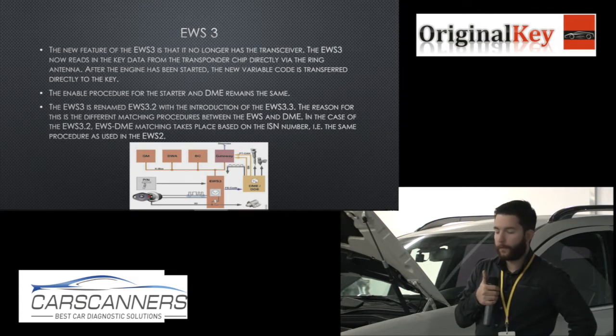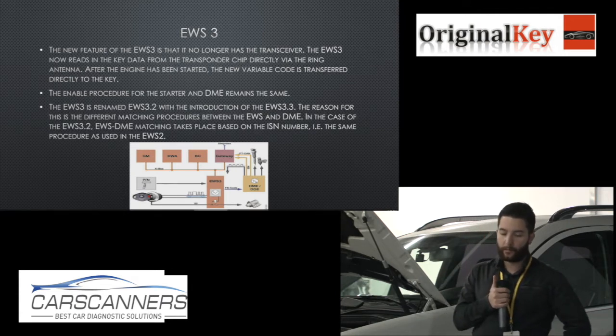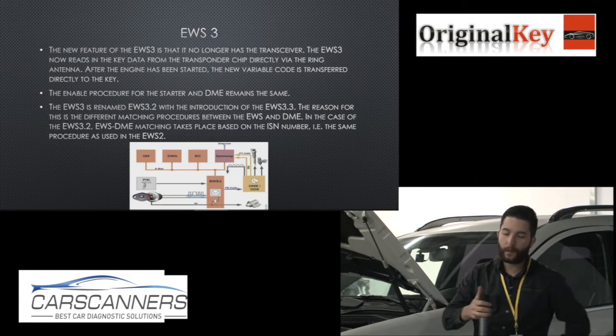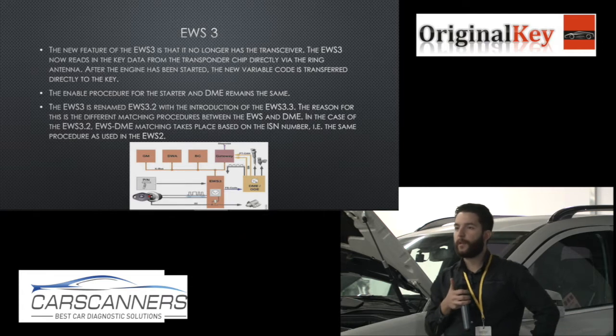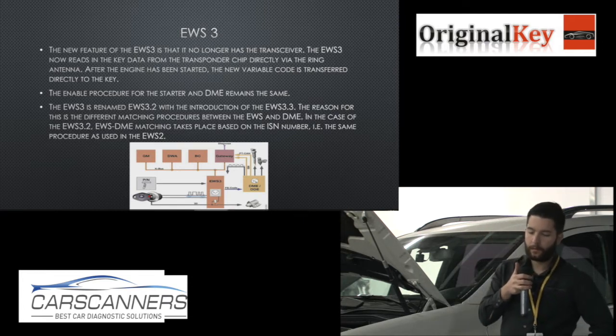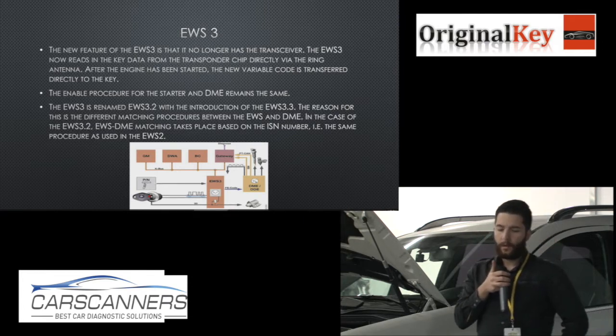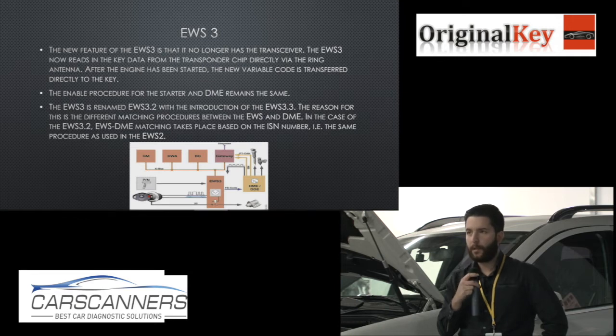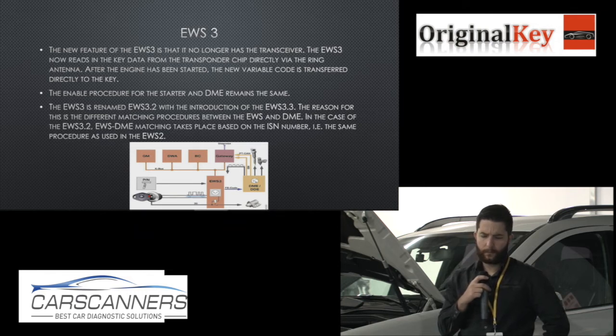The next version of the immobilizer system in BMW is the EWS3, and it no longer has a transceiver. It reads the data from the transponder chip directly via the antenna. And after the engine has been started, the new variable code is transferred directly to the key. The enable procedure for the starter and the DME is the same as in EWS2.